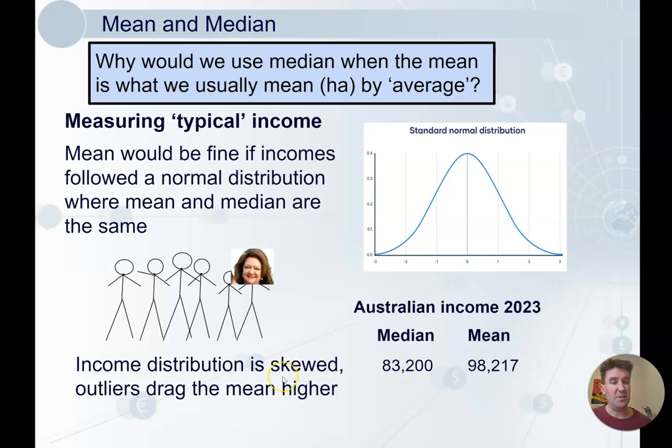So income distribution is skewed. The outliers drag the mean up because they're earning millions and millions and millions. So it skews the average, skews the mean. So here, median is a better measure, right?